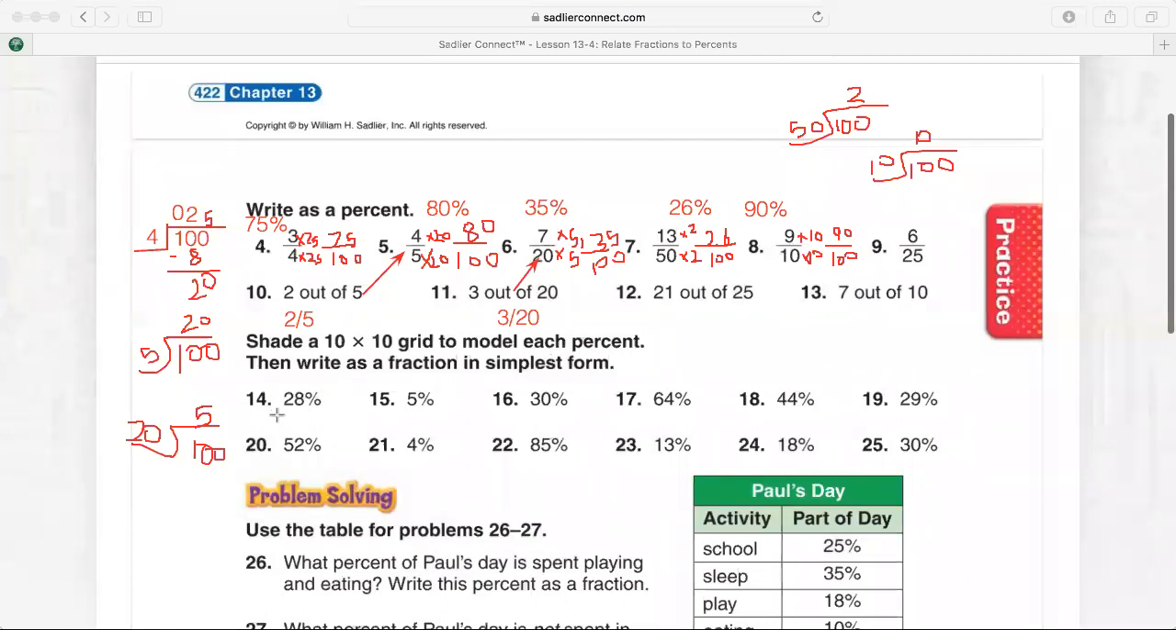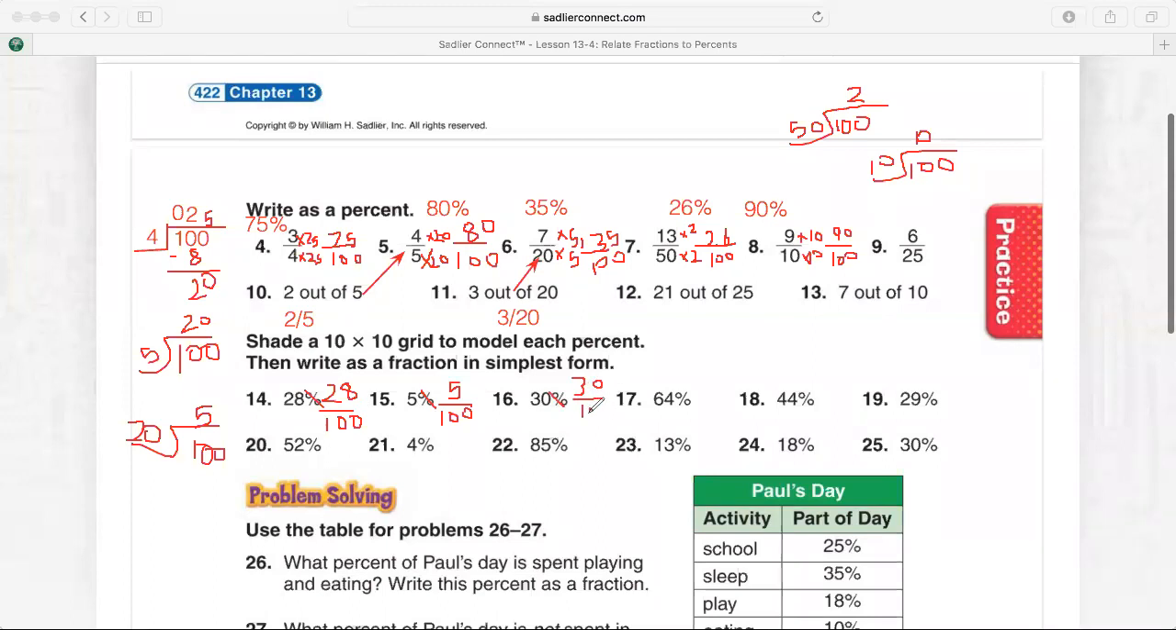In the simplest form, I have here a percent and I want to change it to a fraction. How will I change it to a fraction? I will drop the percent and I will write here what? I will write it as 28 over 100. Okay, girls? I will drop the percent and I will write 5 over 100. I will drop the percent and I will write 30 over 100.